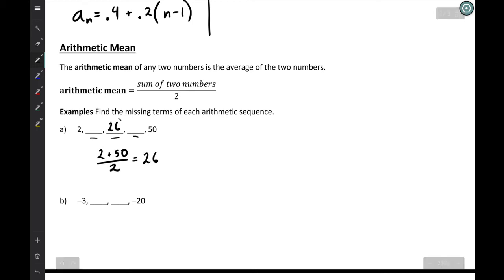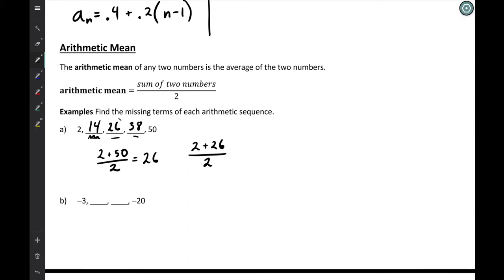And I can use that logic, 2 plus 26, divided by 2, to find this number right here. This is going to be 14. So I know I'm going to be adding 12 each time, which means that this one has to be 38. So you can use the mean to find missing elements in a sequence.